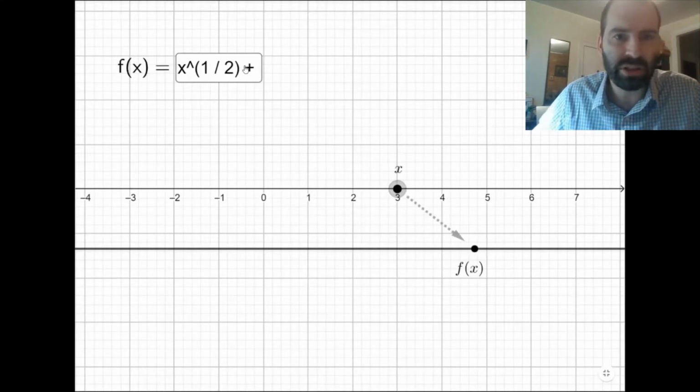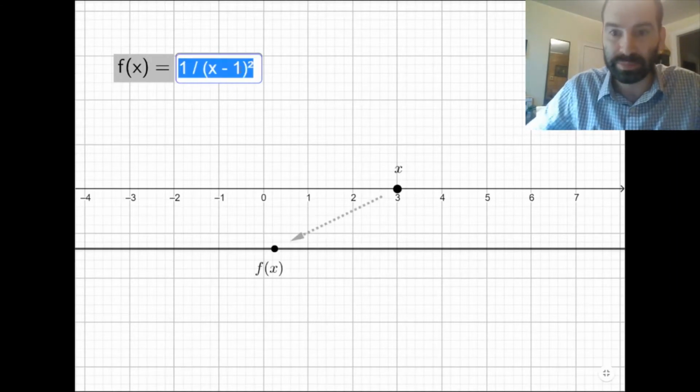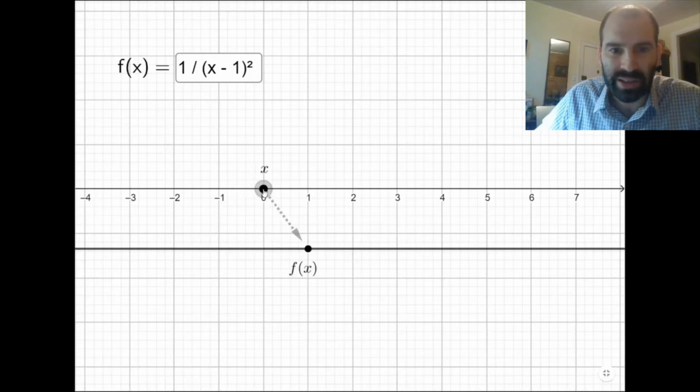And another function we looked at was 1 over (x minus 1) squared. That's another function we looked at. Here, look at this. I'm fine. I've got all these values.